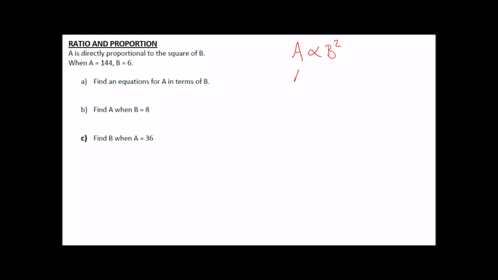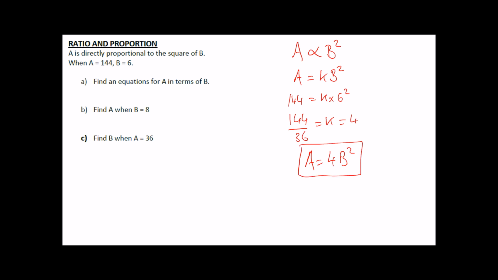So from here, we now change the proportion sign to an equals and understand that that would mean that B squared will be multiplied by a constant, the constant of proportionality, and we call that k. To work out what k is, we substitute our numbers in. So A would be 144 when B is 6, so 6 squared. So that'd be 144 divided by 36 to work out k, and that will give us k as 4. So that gives us a formula that A is equal to 4B squared.